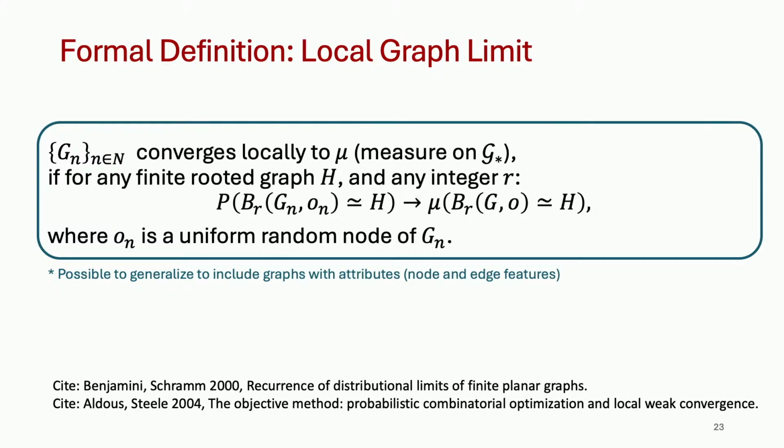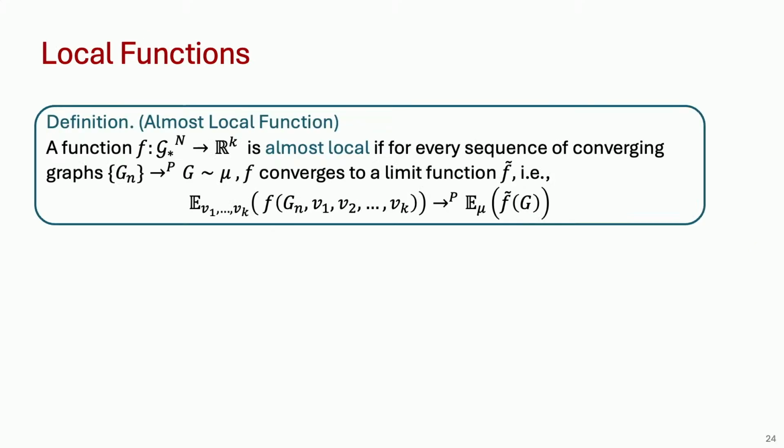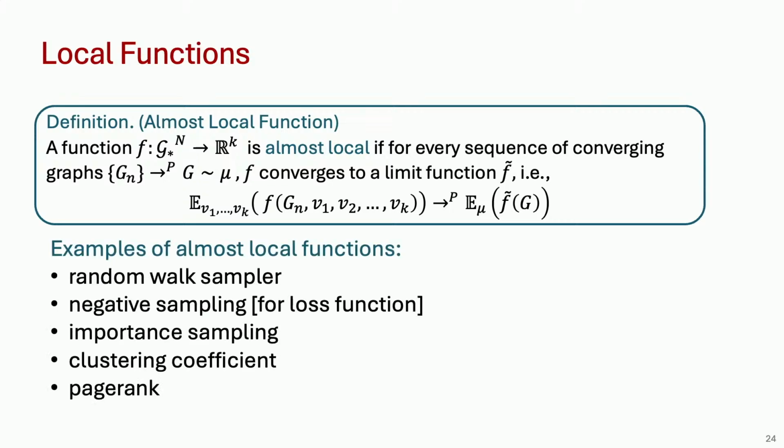Now I get to defining the assumption that we have, which was that we needed the samplers to be local. Formally, a function is local if for any convergent graph, so any graph that has a limit in the sense that I told you, the expectation of the function on these smaller graphs over random nodes that I pick converges to the expectation on the infinite version of the graph. Okay. Maybe I give you some examples so you get an idea. Basically, random walk samplers or random walk centralities are one example of this local function.